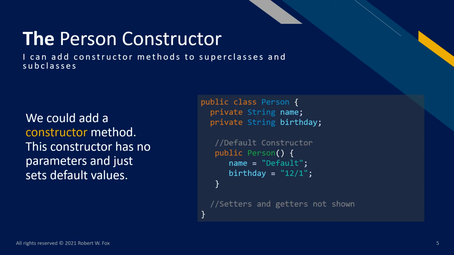And of course, the answer is that we can add a constructor method, which we've done before. And so I've gone ahead and added a constructor to the person class. You can see it's just a default constructor, no parameters. It sets the name to the word default and the birthday to 12/1.